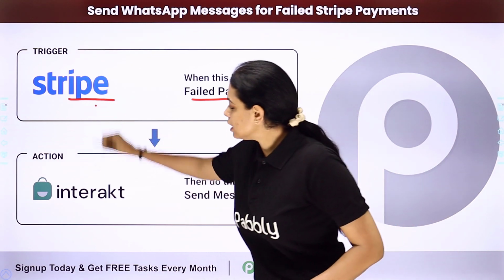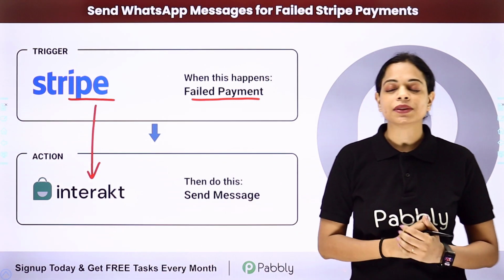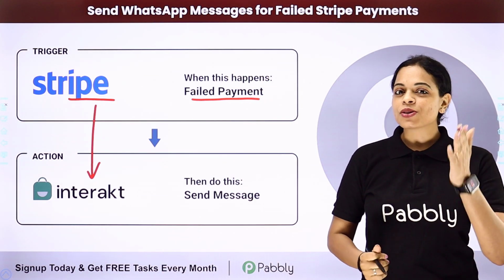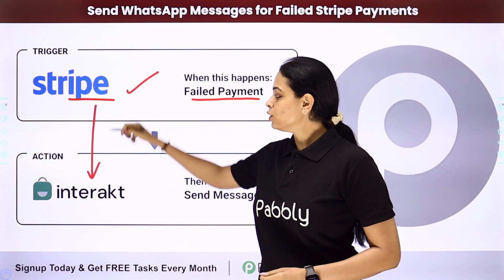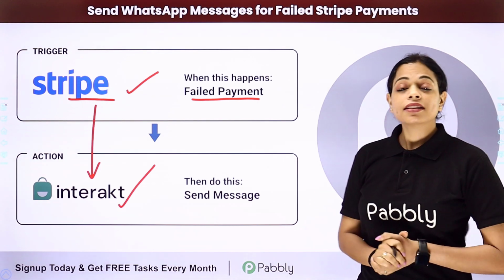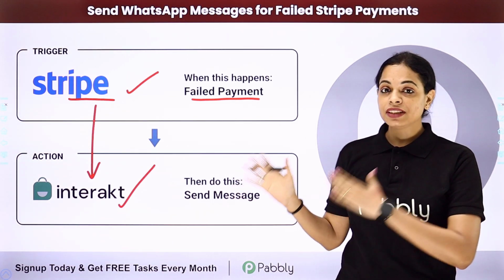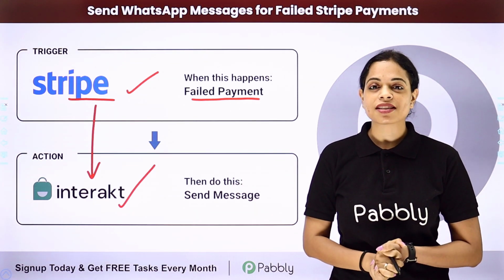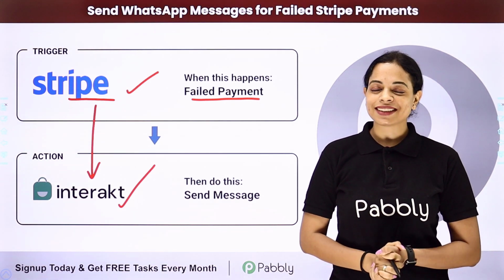For this, you will have to integrate the two applications, and the same thing can be done using Pabbly Connect software. So here your trigger application will be Stripe and your action application will be Interact, that helps you in sending WhatsApp messages. Now, how can you integrate and automate this entire process yourself? To understand that, let me take you to my screen.